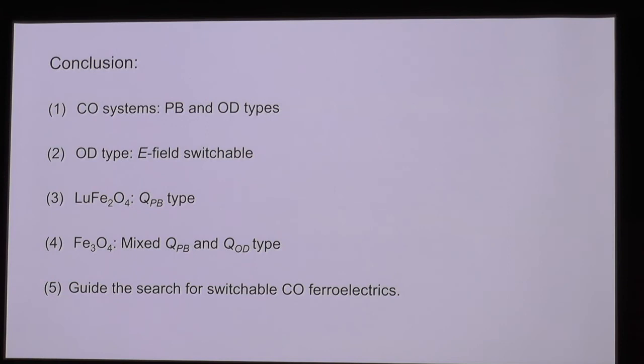Okay, so in summary, in this talk, we talk about the charge ordering system and introduce two types of distortion. Based on the types of distortion, we classify the charge ordering materials into two categories, and we have dramatically different polarization dynamics under electric field. We emphasize that only in the off-center displacement type can the polarization be flipped by electric field. We hope our study can provide future guidance for searching for switchable charge ordering ferroelectrics. Thank you for your attention.